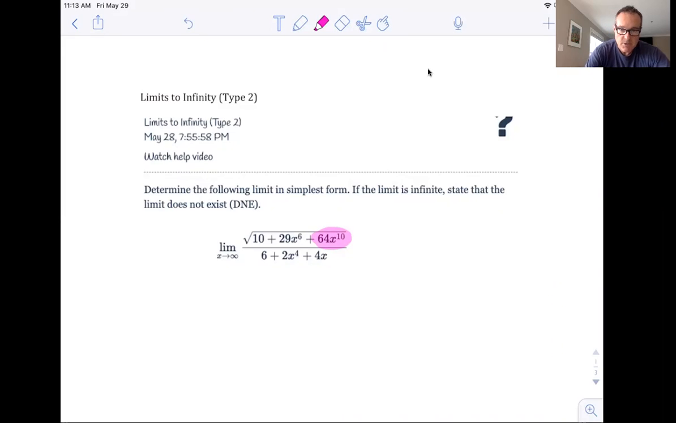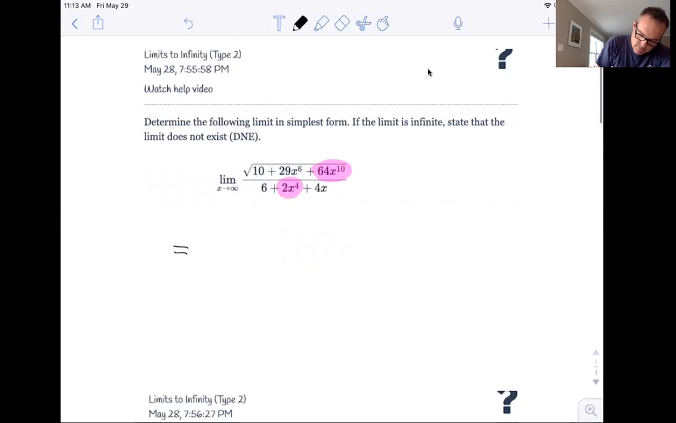Same thing on the bottom, 2x to the 4th, it's driving the denominator there. The 4x and the 6, they're totally irrelevant. And again, it's only because you're at infinity. So really, the problem you really have here is the limit as x approaches infinity. And up top, you really just have square root of 64x to the 10th. And the bottom, you just have 2x to the 4th.